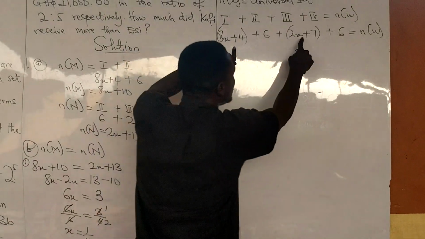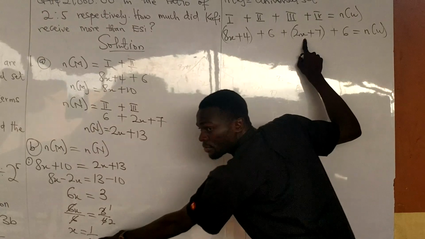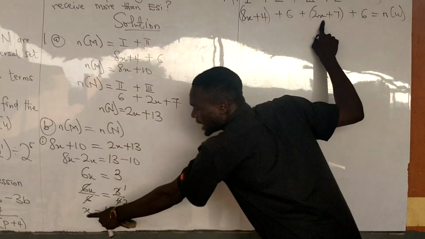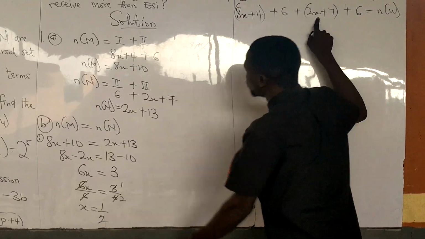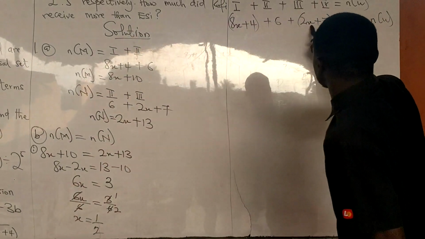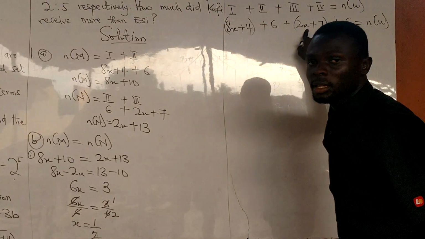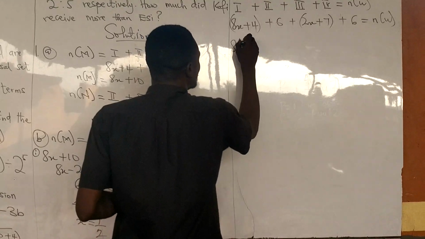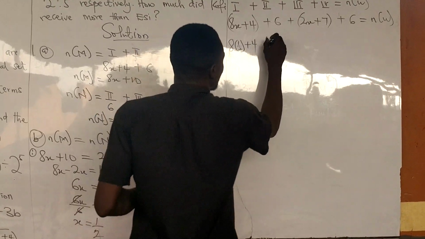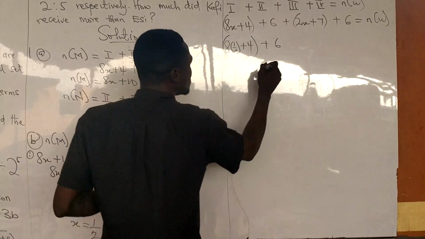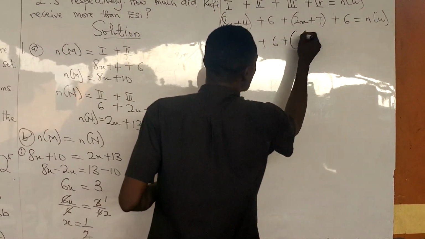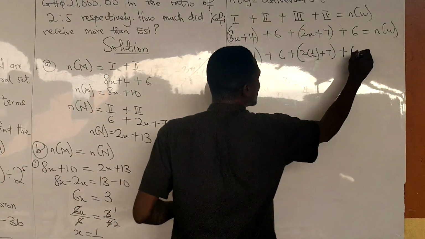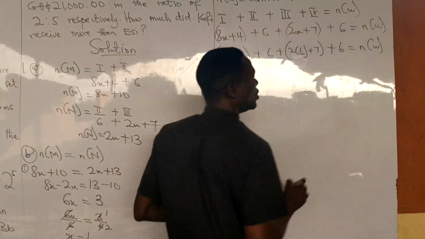Now the x that we have here is the value that we were asked to solve for, and we had x to be 1 over 2. So in place of the x that we see here, we are going to put 1 over 2 there. So to take the first one, we're going to say 8 bracket of 1 over 2 plus 4, plus 6. So let me put this in a bracket. Then plus 2x, x is 1 over 2, plus 7. Then plus 6 is equal to the number of the universal set.